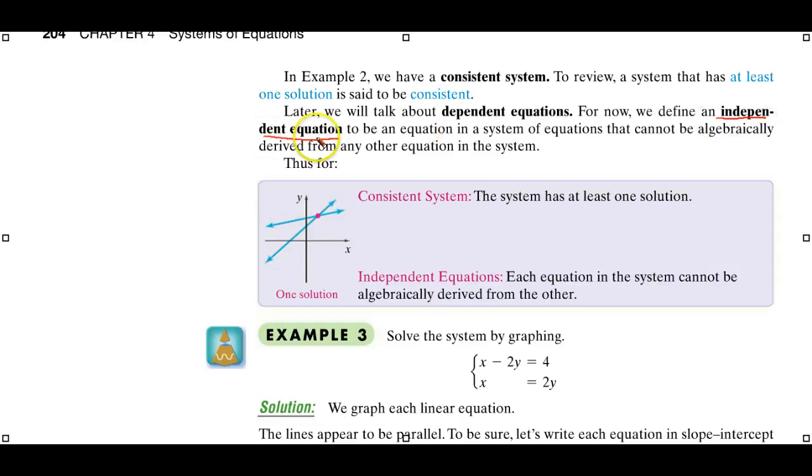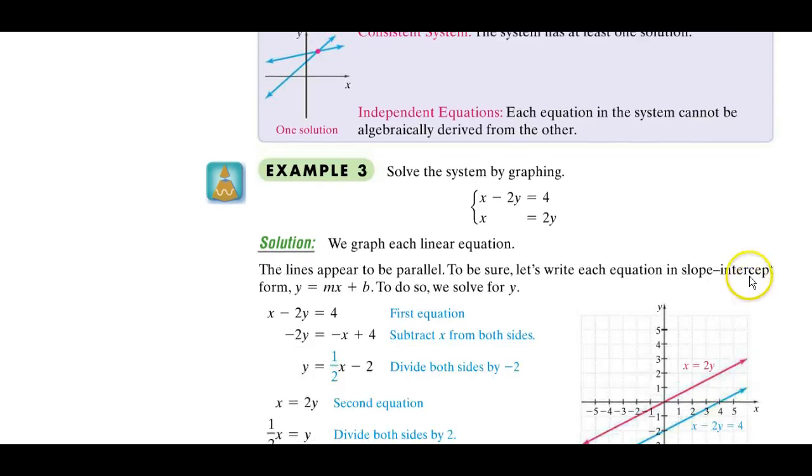Now, if you recall from that first set of 3 graphs, if the lines were on top of each other, they would be dependent equations. And those answers would also be consistent because there's an infinite number of answers. Okay, we're now going to take a look at example 3, in which we're asked to graph these. Let's raise it up a little.